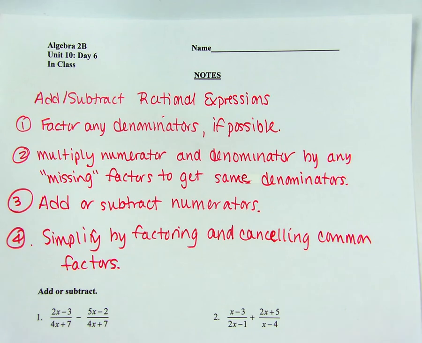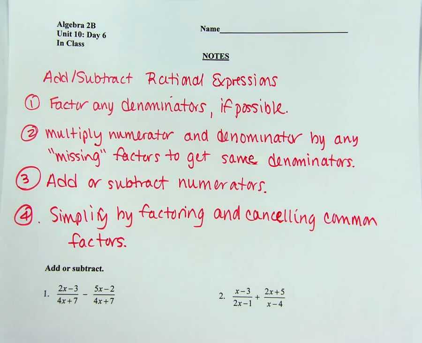Okay, so today we're going to be continuing the same thing we did yesterday. It's adding and subtracting rational expressions. You'll need to get the common denominators. Sometimes they may already be the same, other times they're not. So if you need to pause the video to write down the notes at the top, then go ahead and do so. Otherwise, we're going to just move on to problem number 1.